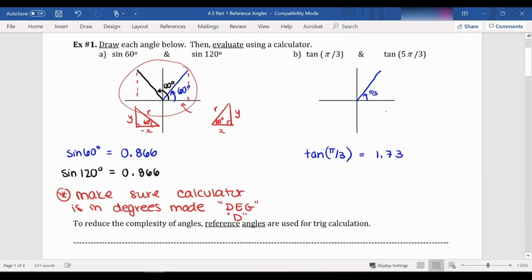If you're not, double check that you're in the right mode, double check you're not typing tan of pi and then dividing that answer by 3. You need to be doing tan of pi over 3.